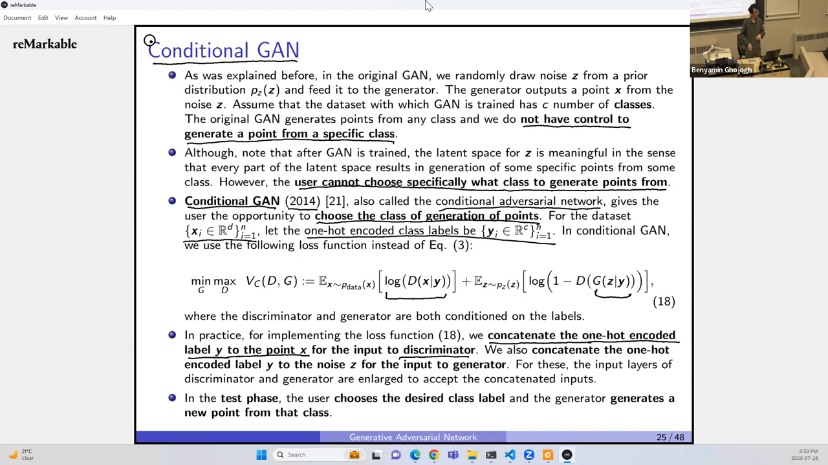For the generator also, in the original GAN, we only had z as input. Now let's have z and y concatenated as input to the generator. In this way, the GAN learns to care about the label. In the test phase now, the user chooses the desired class label, so y will be obvious. We concatenate it to the z noise and feed it to the generator. It gives us some sample. It generates some data in that class. Interesting. It generates a new point from that class.